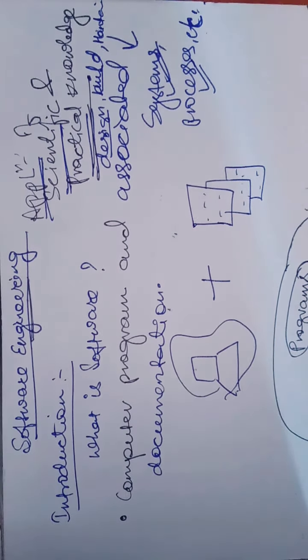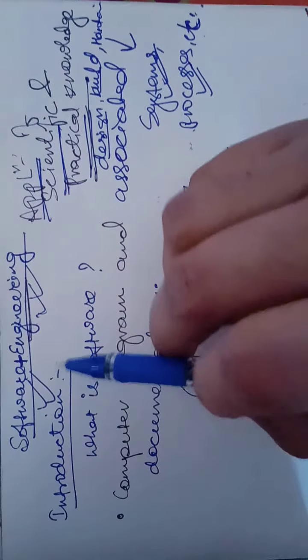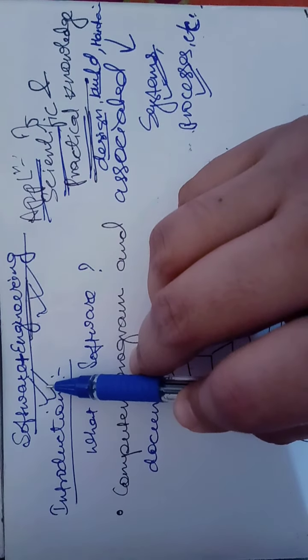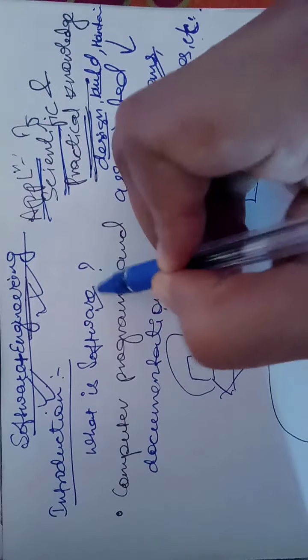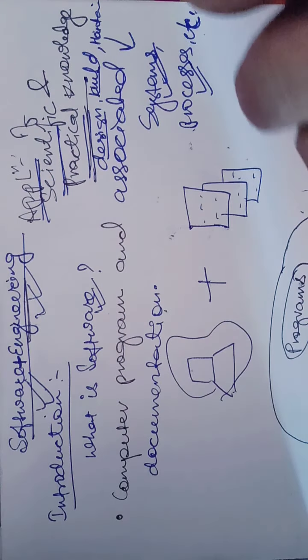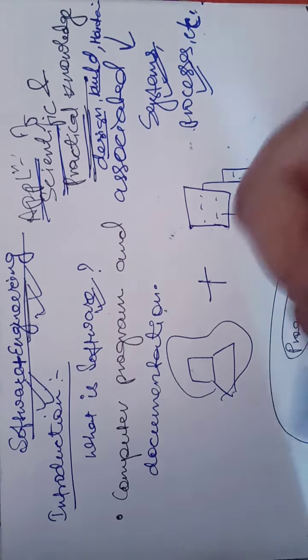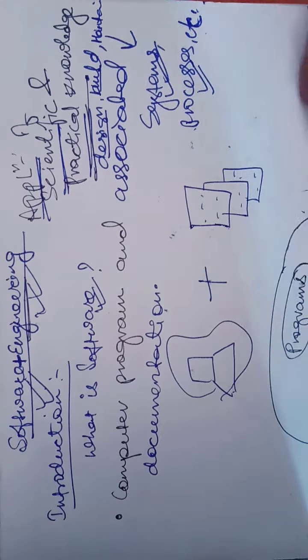Now, what is software? Because software engineering is made up of two different words, it is a combination of software as well as engineering. Engineering we have already seen, so now we'll be seeing what is software. Software is a collection of integrated programs. By definition, it's a group, a collection of different integrated programs.